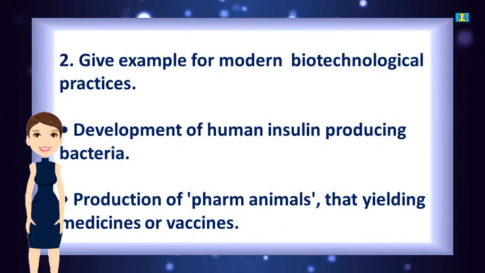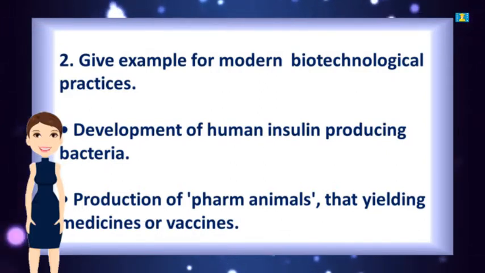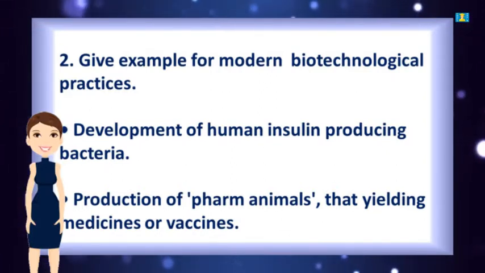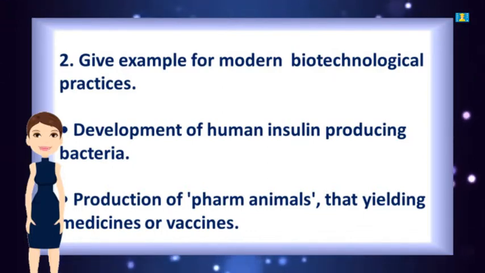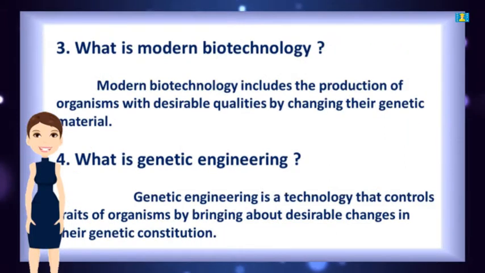Give example for modern biotechnological practices. Development of human insulin producing bacteria. Production of farm animals that yield medicines or vaccines. What is modern biotechnology? Modern biotechnology includes the production of organisms with desirable qualities by changing their genetic material.